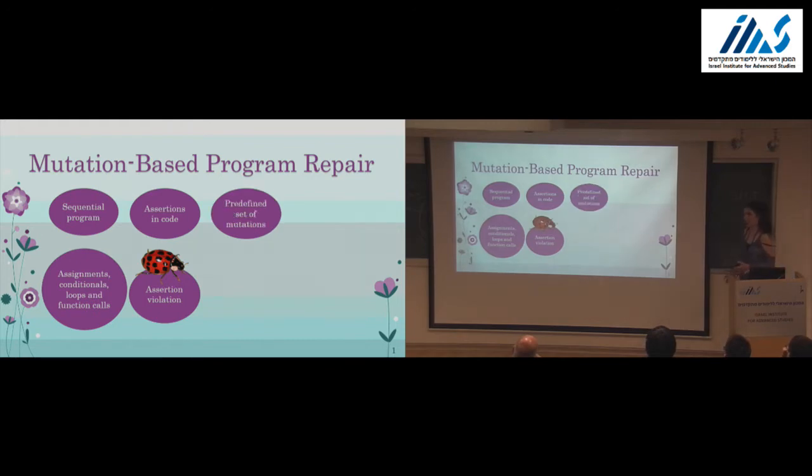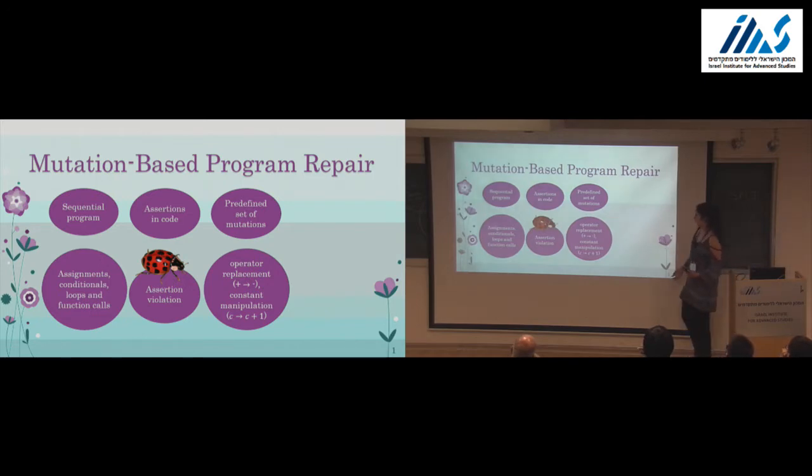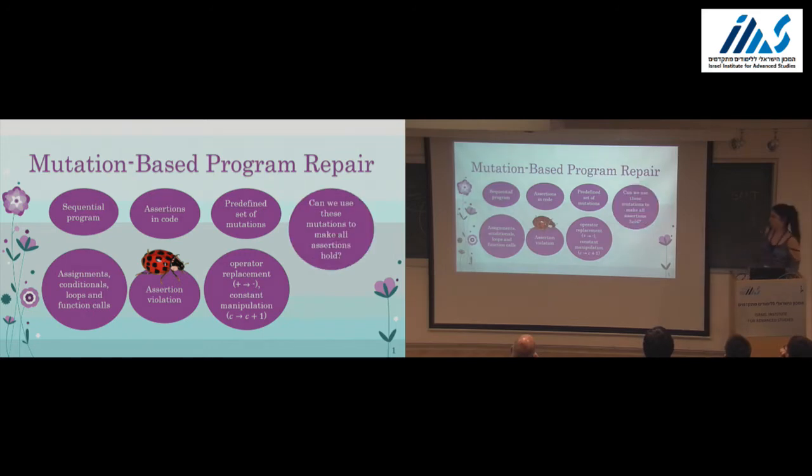How do we do this? We have a predefined set of what we call mutations, which are syntactic operations that we allow in order to make changes to the program. These contain, for example, operator replacement, replace a plus with a minus, or constant manipulation. If you have some constant in your program, you may replace it with its value plus 1. These are very simple syntactic local changes to the program, and we have a predefined list of what we allow. The question we ask is, can we use this list in order to make all assertions in the program hold?